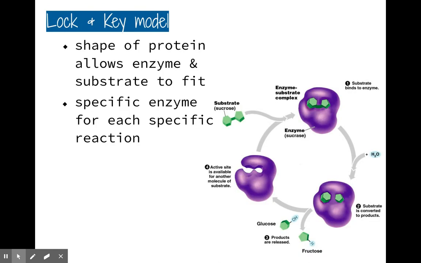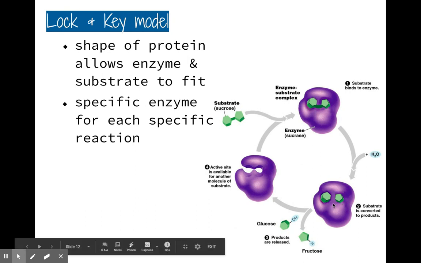And like we said, every enzyme that we make is going to be specific to the molecule that it breaks down or that it puts together. So notice here's sucrose. Let's say you had table sugar. You should have the enzyme sucrase. Sucrase is going to bind to the sucrose in this instance. Water is added, the bond gets broken, and the substrate is converted to the products.